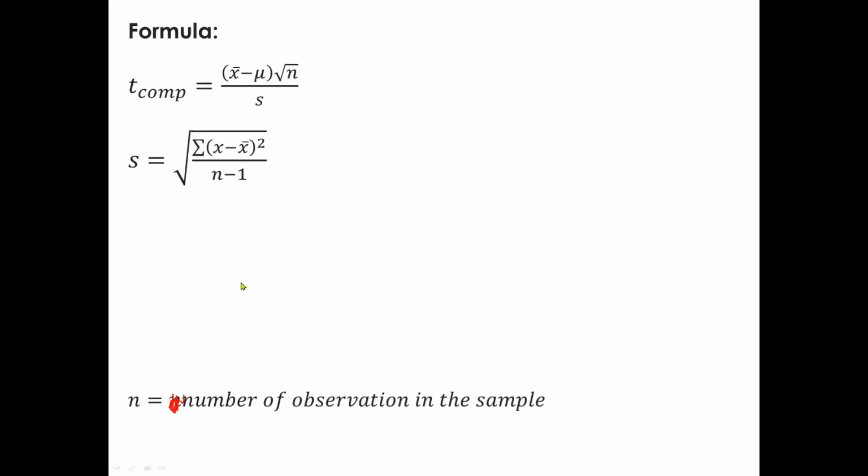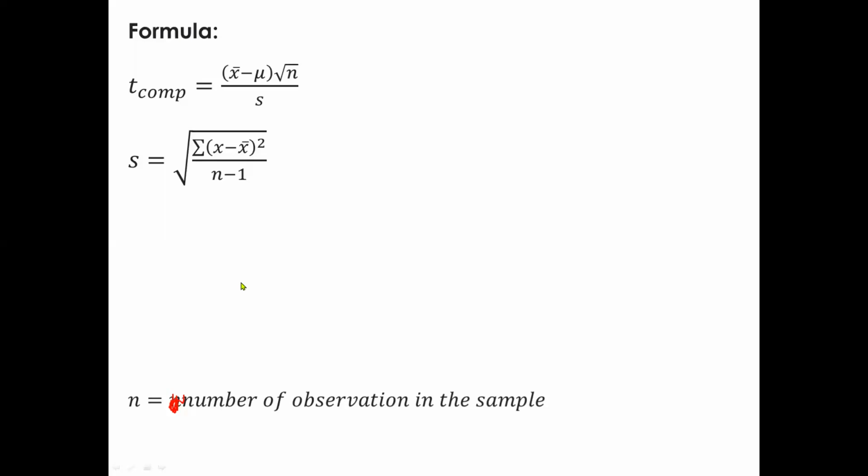Sa exam ninyo, ibibigay ko naman yung table. Hindi ko pwedeng hindi ibigay yung table. Correct ko lang yung spelling, no? Number of observation in the sample yan. Okay? So ito yung formula na ginagamit natin sa t-test. Computed value for the t-test is mean minus mu times the square root of n over s.